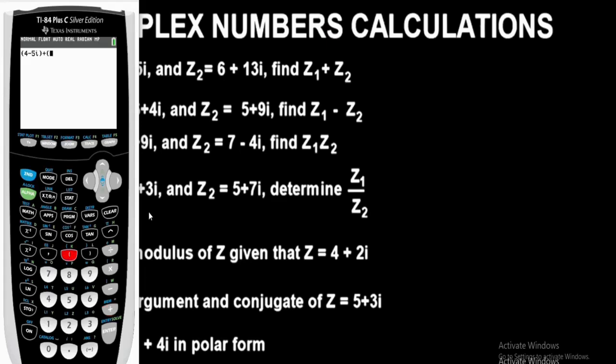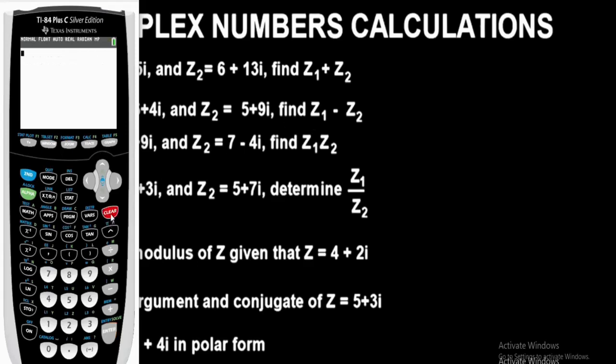So we have 6 plus 13i, second and this button. That's it. Close the bracket. We are good to go. Let's press enter. So we have the output to be 10 plus 8i. It's as simple as that. Let's go to the next question.